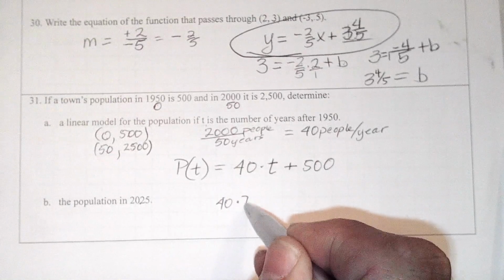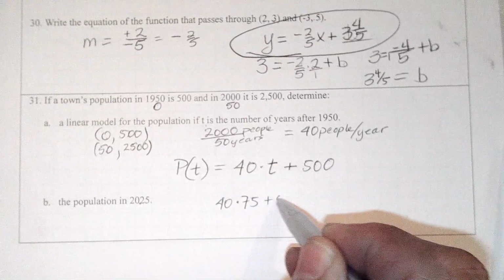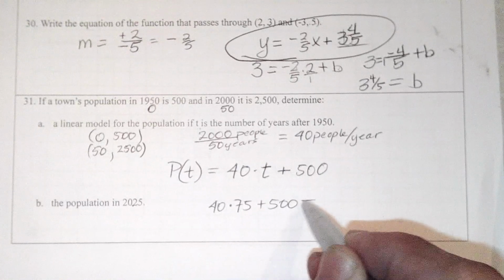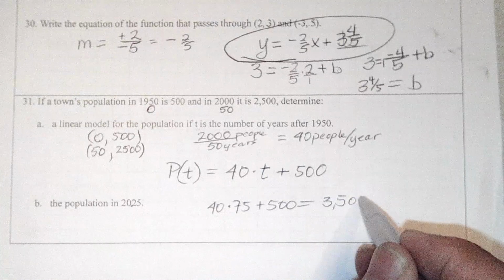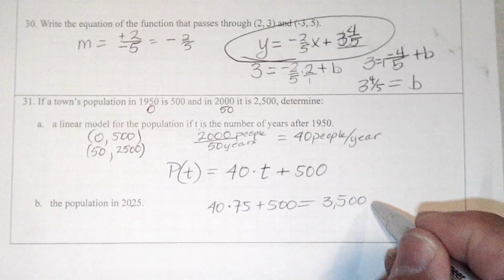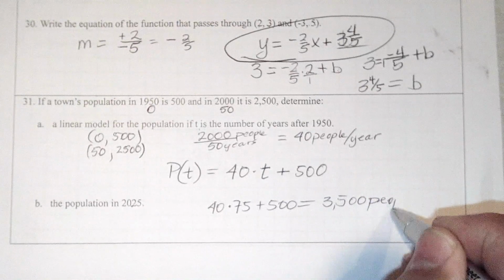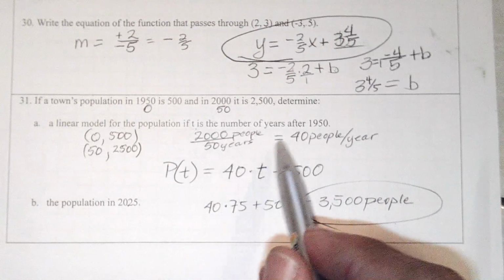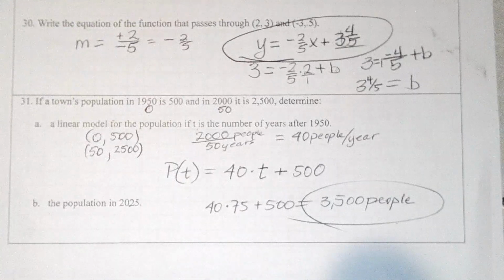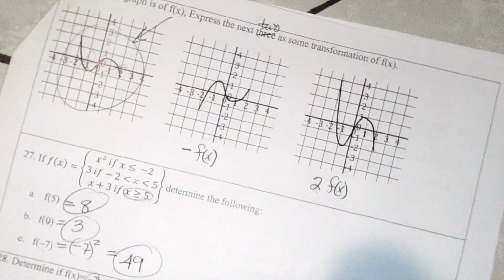40 times 75 plus 500, showing my work, comes out to be 3,500 people. That's what the model is predicting, if it's going up 40 people per year. Okay, and now the last page.